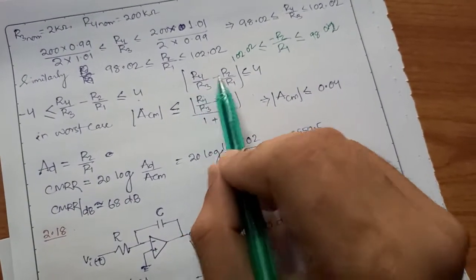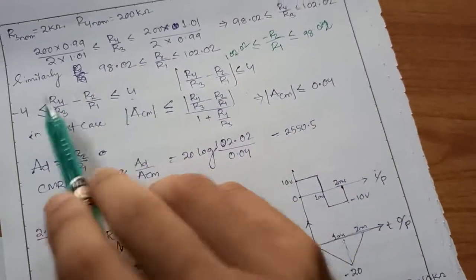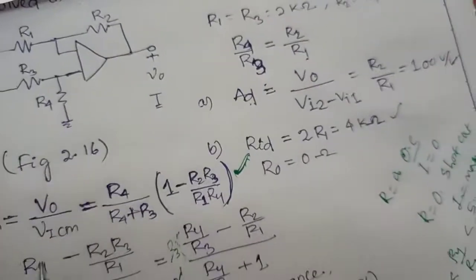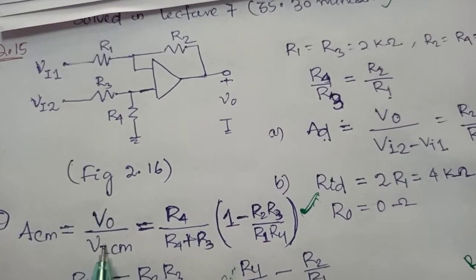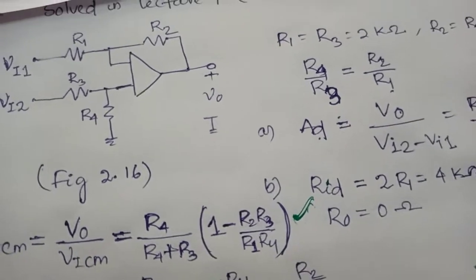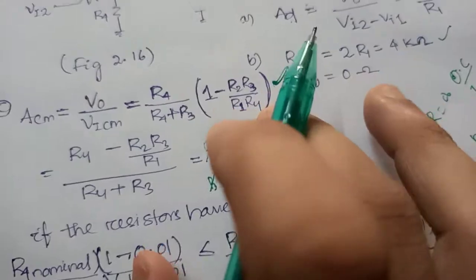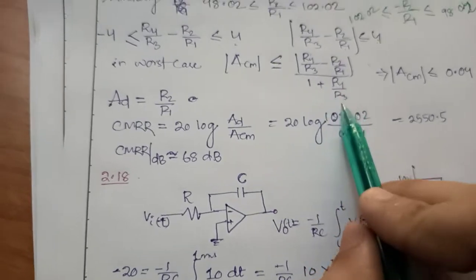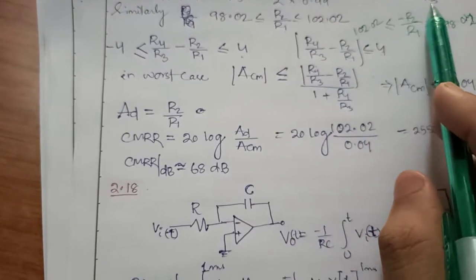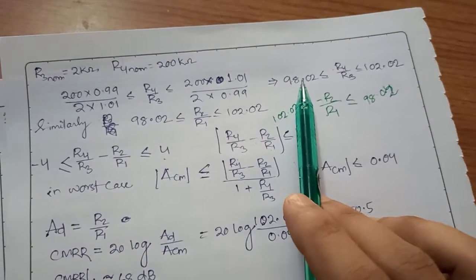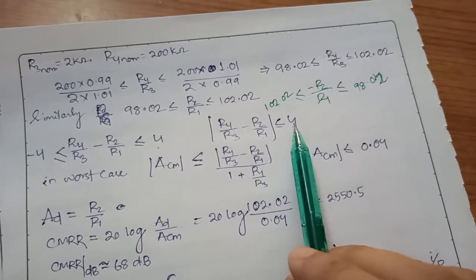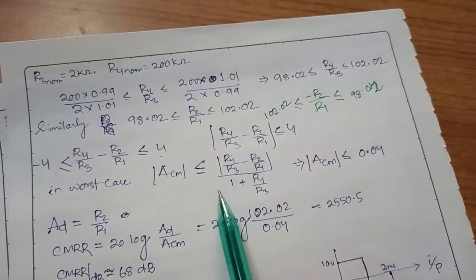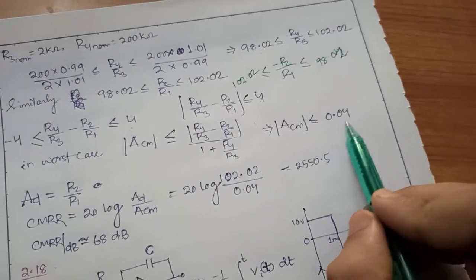So for R4 by R3 minus R2 by R1, if I take the mod, since both are plus 4 and minus 4, the mod is nothing but 4. So my ACM, that is the common mode gain, V out upon VICM, which will be the worst case. What will be the worst case? We have to take the minimum values, then only this is the worst case. So the minimum value is R4 by R3 minus R2 by R1 divided by 1 plus R4 by R3. This R4 by R3 value that we found from here is nothing but 98.02, the minimum value, and this value we found is nothing but 4. So if I put 4 upon 98 plus 1, that means 99, nearly equal to 100. So 4 upon 100, that is almost equal to 0.04.